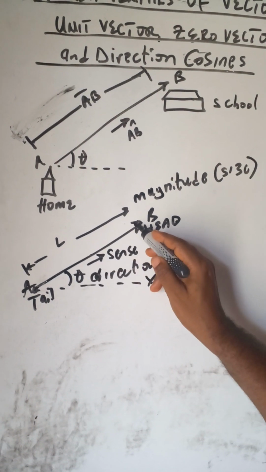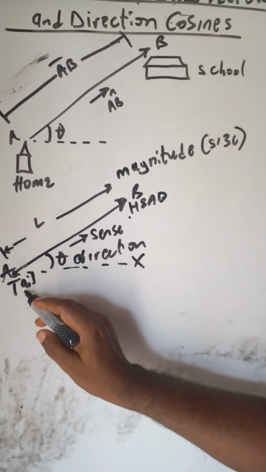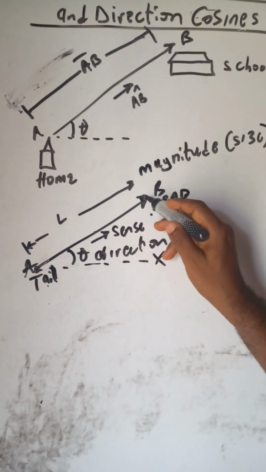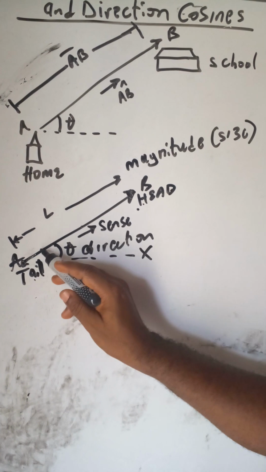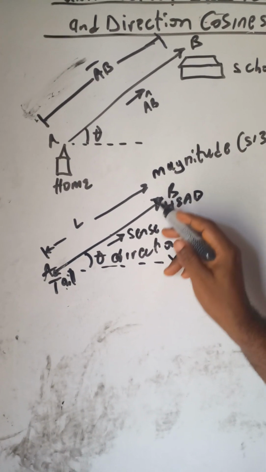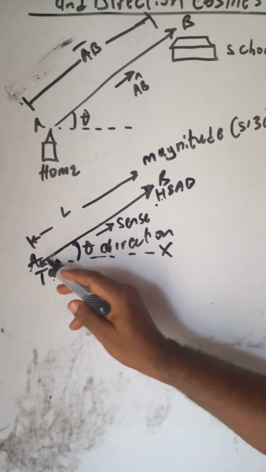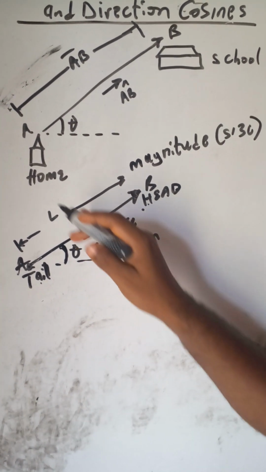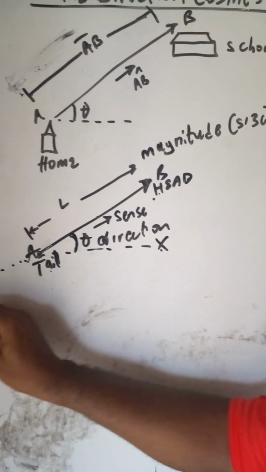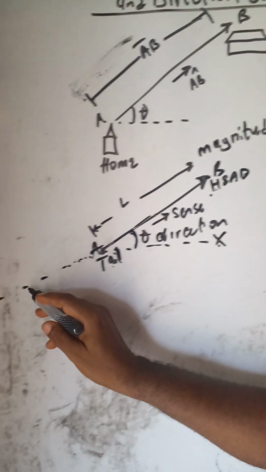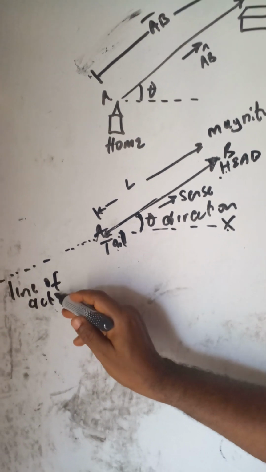So if you look at this picture that I've put here, the diagram, we know that the magnitude is this length from A to B. The initial point, the starting point, is called the tail of the vector. While the terminating point, which is point B, is called the head. And the movement on this line from A to B is called the sense of that vector. The angle the vector makes with the x-axis, it may also be the y-axis, is called the direction of that vector. Now, if I project this line, down up to B, it is known as the line of action of the vector.